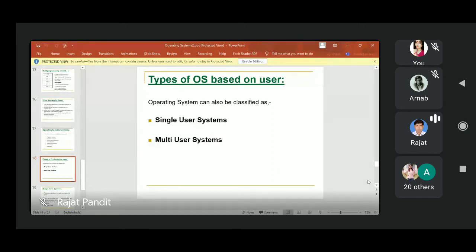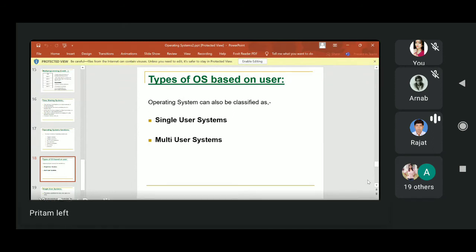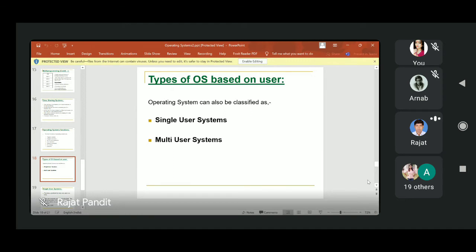Then I have already told you, based on user, it is two types: single user system and multi user system. Single user system means at a time a computer or laptop is used by a single person. So you have your own operating system, I have my own operating system. For two persons you need two operating systems. Using a single operating system, we can do the single tasks.